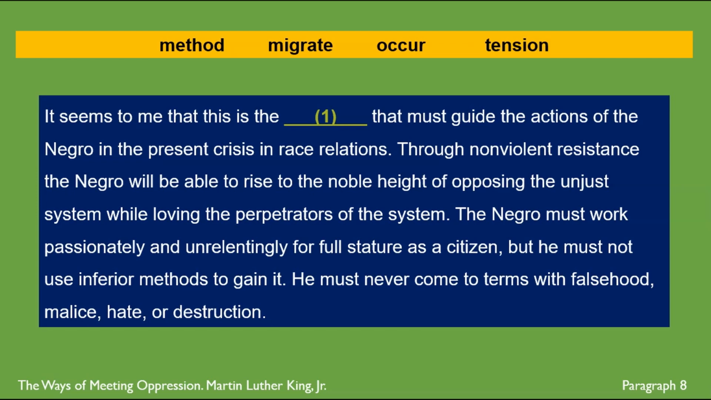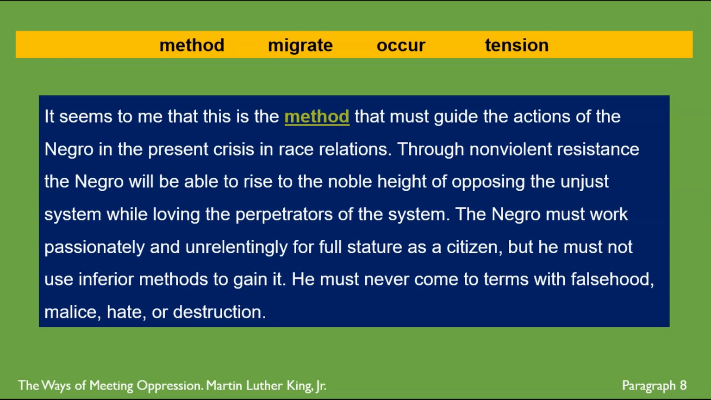Now in this one, the correct answer is method. We need a noun in this sentence, and 2 of our choices are nouns, so method or tension. Based on the context of this sentence, method is the only one that makes sense. It seems to me that this is the way of doing things that must guide the actions. Tension would not make sense in this sentence.